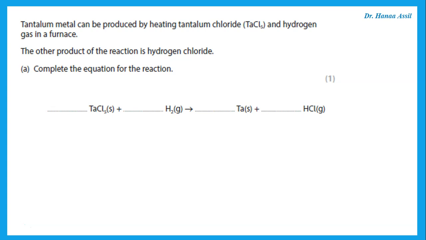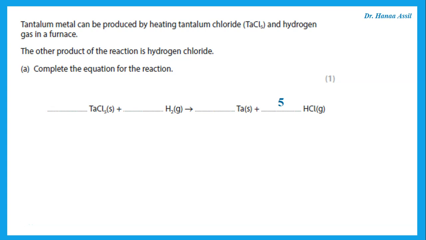Tantalum metal can be produced by heating tantalum chloride and hydrogen gas in a furnace. The other product of the reaction is hydrogen chloride. Complete the equation. So basically we need to balance. How many chlorines before the arrow? 5. So actually I need 5 HCl, but then I find that the hydrogens will not balance like this.